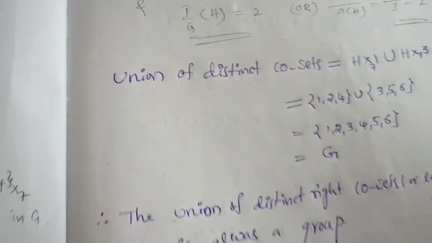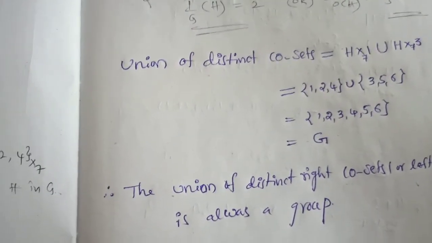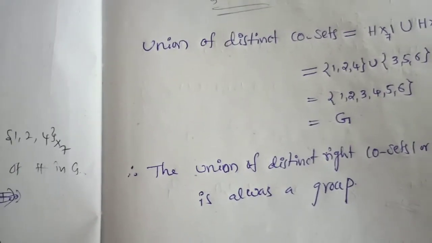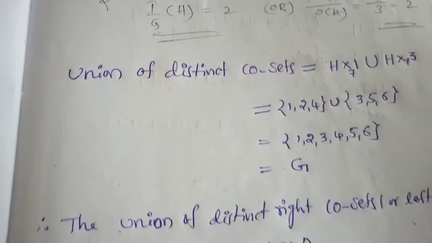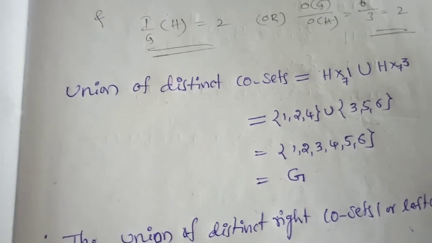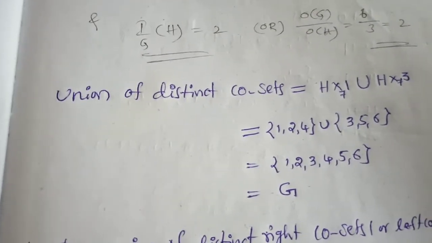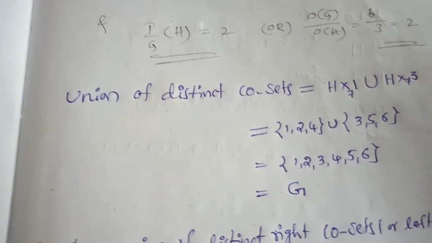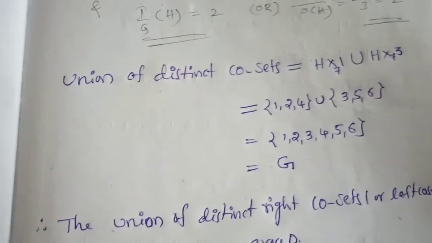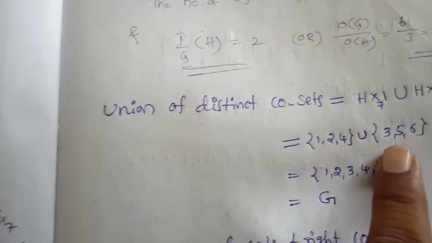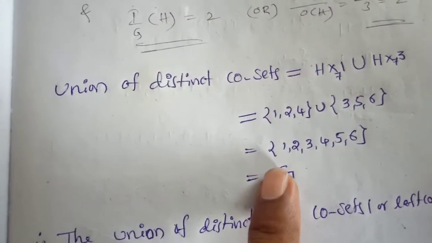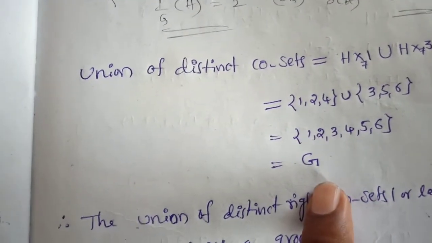One more very interesting idea is that the union of these distinct right cosets always represents a group. So here, H multiplication modulo 7 1 union H multiplication modulo 7 3, taking the distinct right cosets: we have {1, 2, 4} and {3, 5, 6}, and the union becomes {1, 2, 3, 4, 5, 6}. This represents the group G.